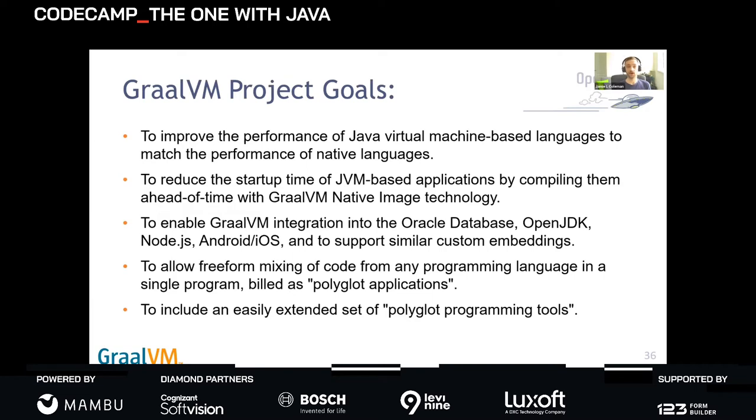They wanted to reduce startup time, so that there's a lot of things that have to happen in a JVM when it's starting up. They wanted to reduce that dramatically. They wanted it to integrate with lots of different things. And they also wanted to allow freedom of mixing code from any programming language, which I like, the fact that you can run Python in this. That's polyglot applications, a term I haven't used in a long time, but it's something I used to talk about quite a lot. So, in one application, using lots of different languages to build that application, which is great because different languages have their benefits and their disadvantages. So combining them all together and utilizing them to their advantages is really great.